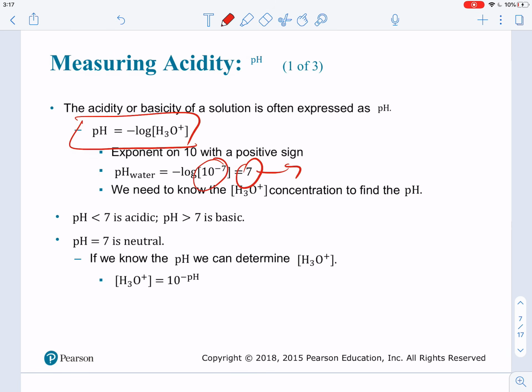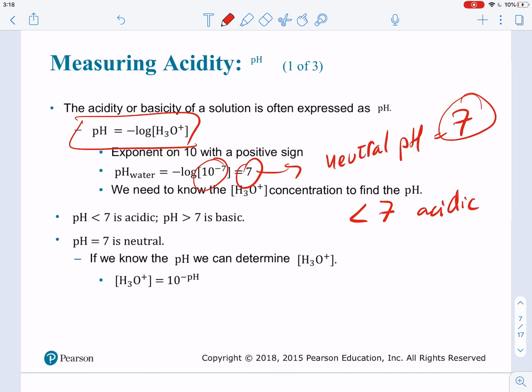So we call that, let me rewrite this a different way, a neutral pH is equal to 7. Neutral because the concentrations of H3O+ and OH- are equal. So now we select our scale of pH based around this number 7. Less than 7 is acidic, and larger than 7 is basic.